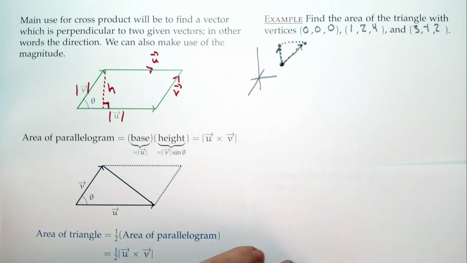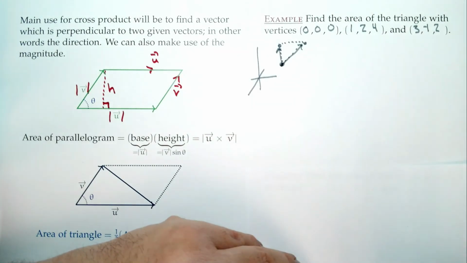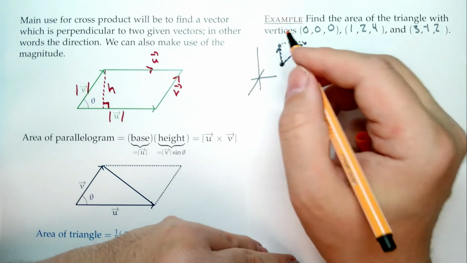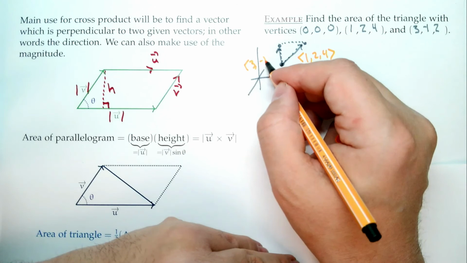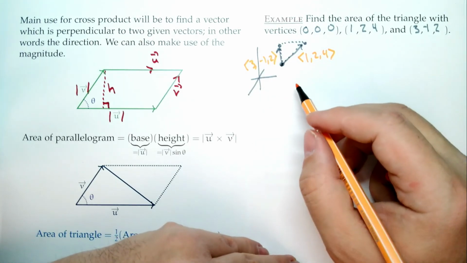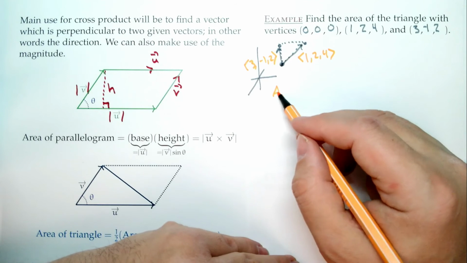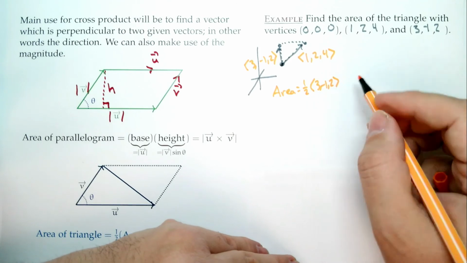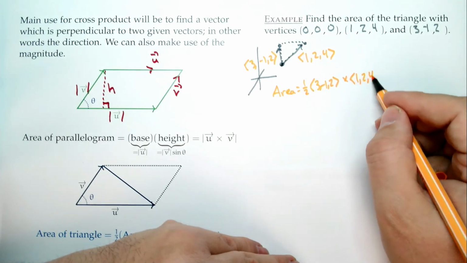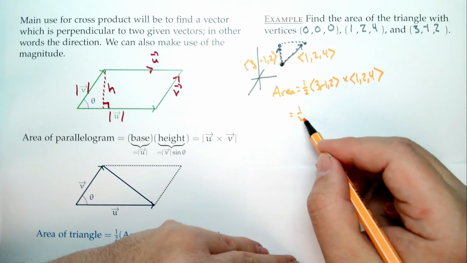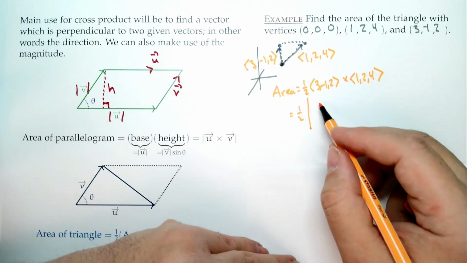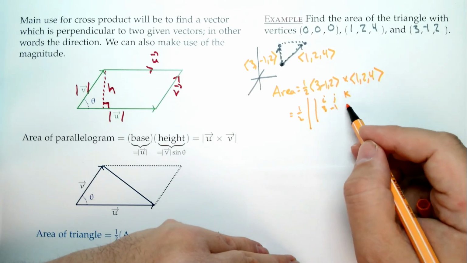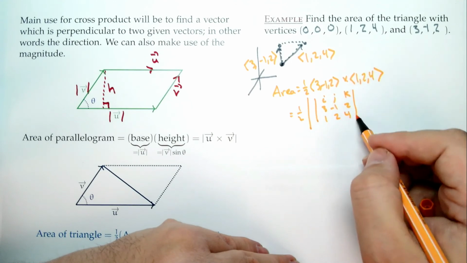So if we make this corner 0, 0, 0, we can say the two sides are 1, 2, 4 and 3, negative 1, 2. So the area is going to be 1/2 of 3, negative 1, 2 cross 1, 2, 4.